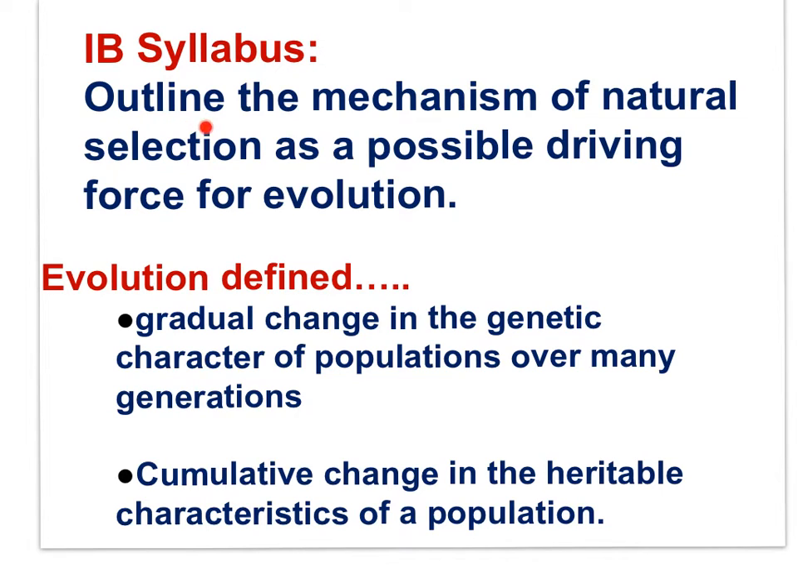I will outline the mechanism of natural selection as a possible driving force for evolution, but let's define evolution as the gradual change in the genetic character of populations over many generations, or as the cumulative change in the heritable characteristics of a population. It's important that you keep the two terms clear in your mind. Natural selection and evolution are not synonyms. Natural selection is the mechanism of evolution.